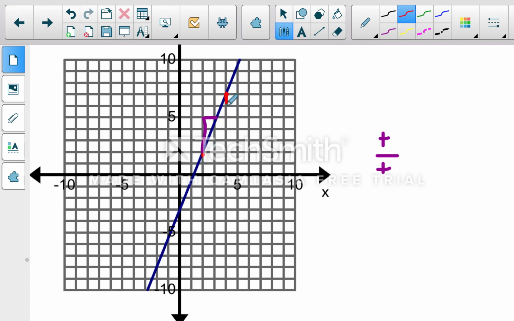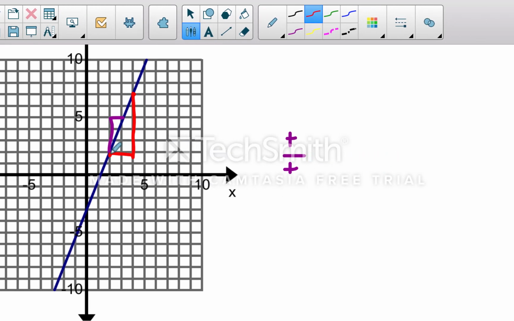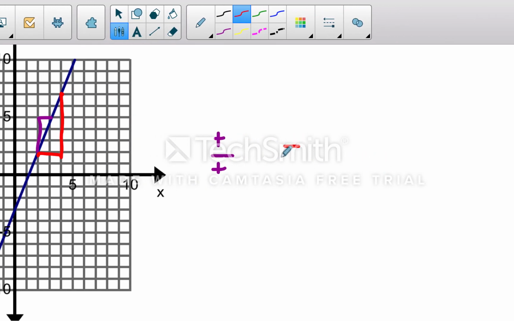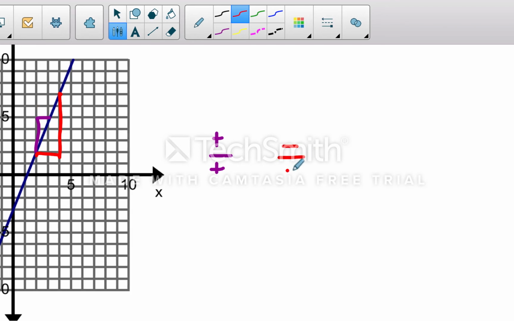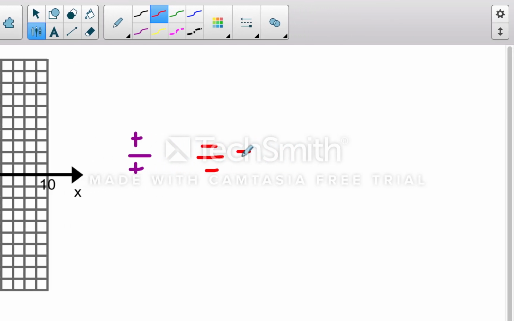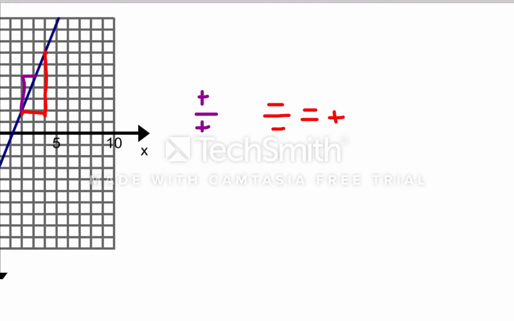I could rise negative. See how I'm going down? But I'm also going to run negative. So if I rise negative and I run negative, well, doesn't that also equal positive? So it doesn't really matter where I start. It just matters that you're consistent with the direction. So here I go down and left, so that's a negative over negative, which is positive. And in the purple here, I went up and then right, which is still positive over positive, which still gives me a positive slope.